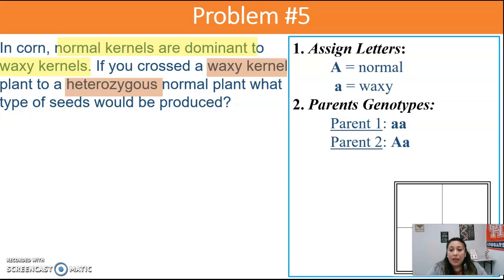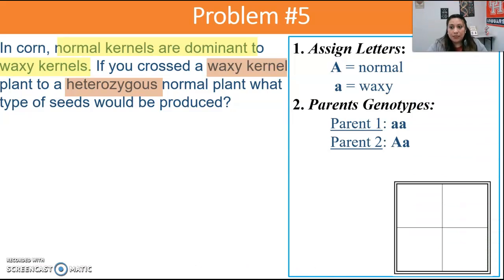Now, after I have my parent genotypes, we can set it up. We're going to take one parent and we're going to place it at the top. We're going to take the second parent. We're going to place it on the side. It really doesn't matter which one you place at the top or on the side. I just like to put parent number 1 at the top. Now that we've set it up, we can cross it.